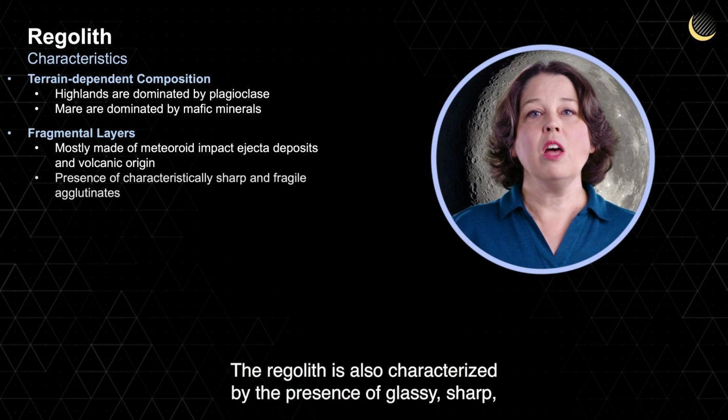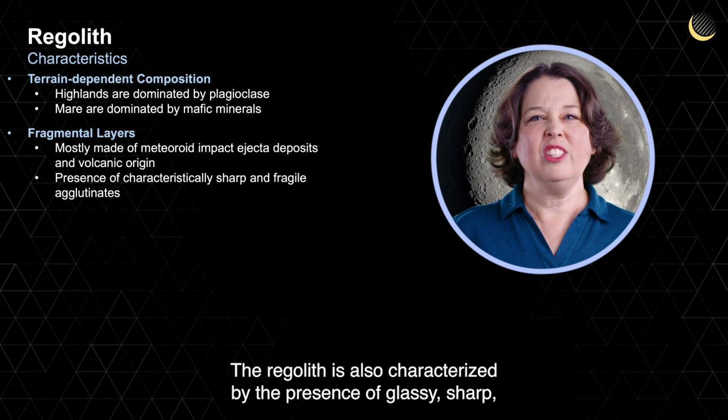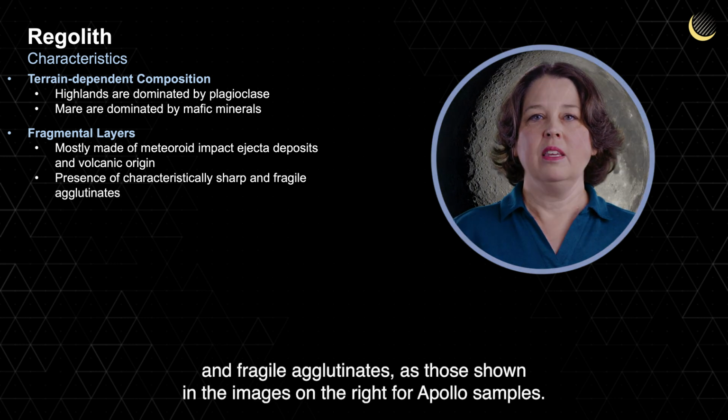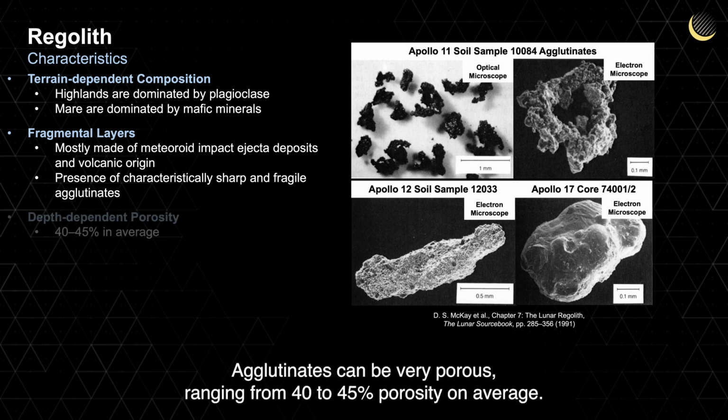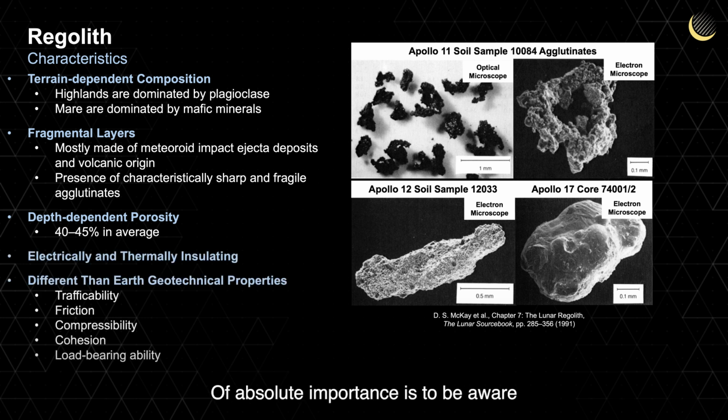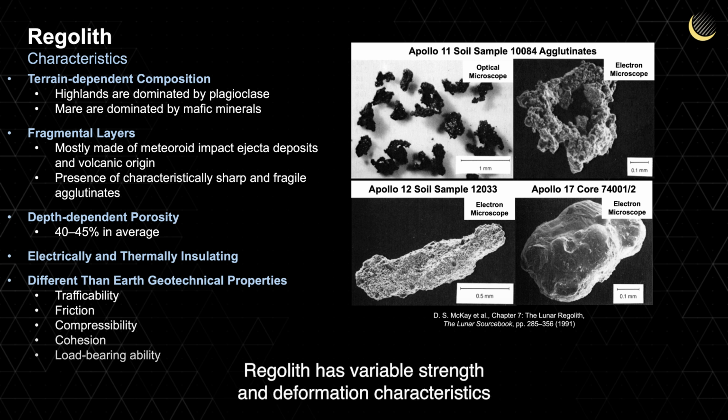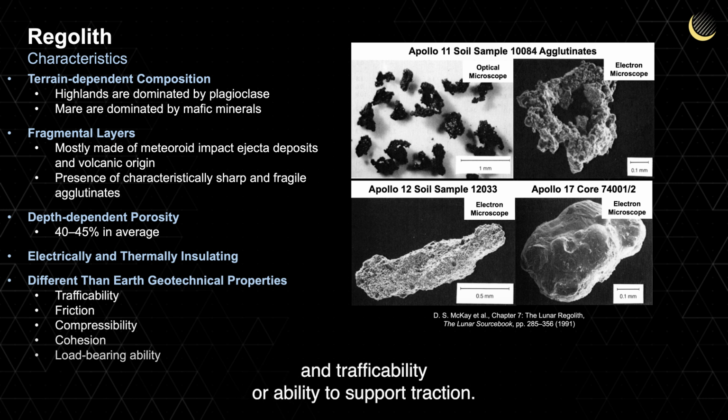The regolith is also characterized by the presence of glassy, sharp, and fragile agglutinates, as those shown in the images on the right for Apollo samples. Agglutinates can be very porous, ranging from 40 to 45% porosity on average. Of absolute importance is to be aware of the unique geotechnical properties of regolith. Regolith has variable strength and deformation characteristics, which are intimately related to its compressibility, cohesion, and trafficability, or ability to support traction.